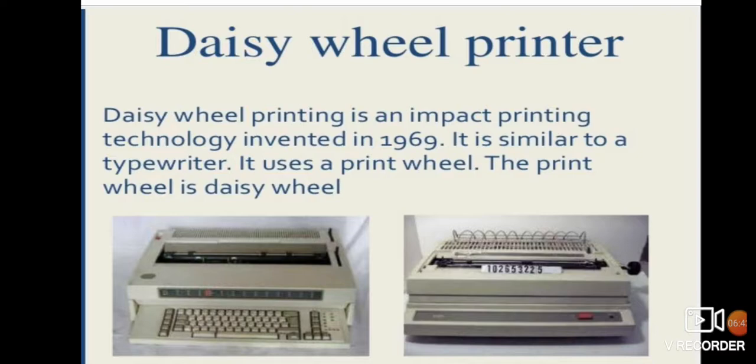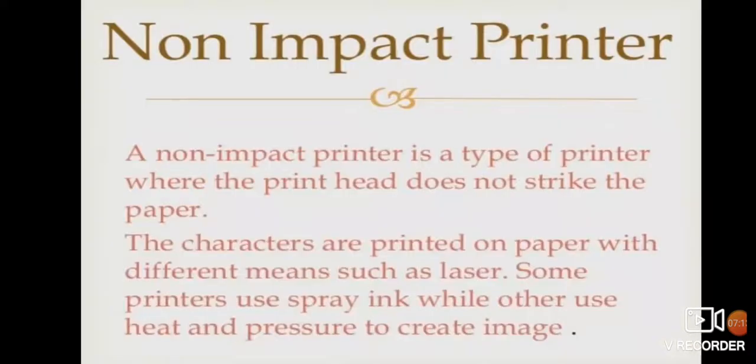Next, in the category of impact printers, are daisy wheel printers. Daisy wheel printing is an impact printing technology invented in 1969. It is similar to a typewriter. It uses a print wheel, and the print wheel is the daisy wheel. So these were the oldest technology of impact printing, invented in 1969.